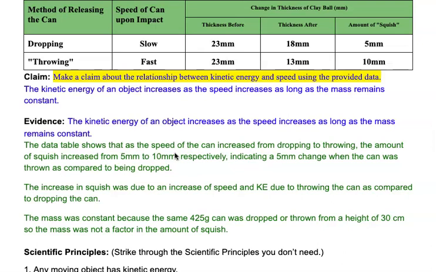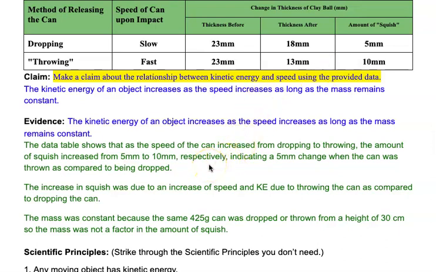So what I need to do now is I need to try to come up with 3 pieces of evidence, ideally, to support my claim. So what I came up with was the following statements. The data table shows that the speed of the can increased from dropping to throwing, the amount of squish increased from 5 millimeters to 10 millimeters respectively, indicating a 5 millimeter change when the can was thrown as compared to being dropped. And if I look above at my data table, sure enough, the slow was 5 millimeters, the fast was a 10 millimeter change, so that means the difference between the two was 5 millimeters.